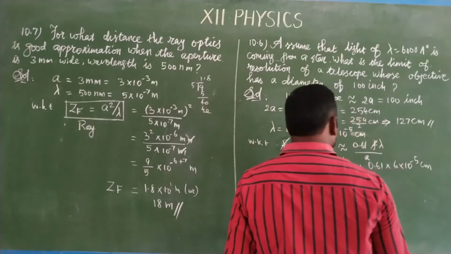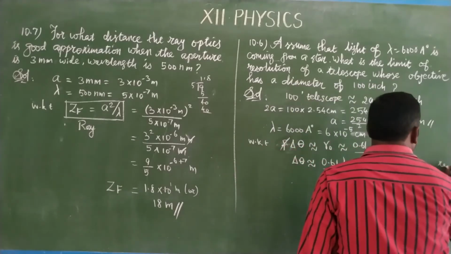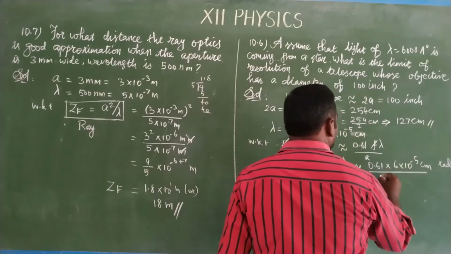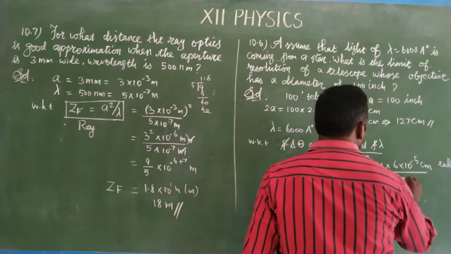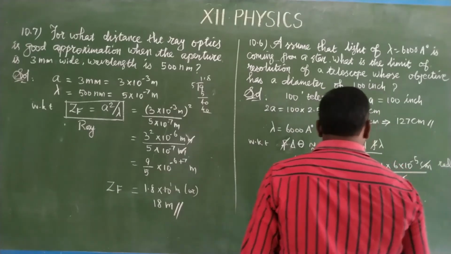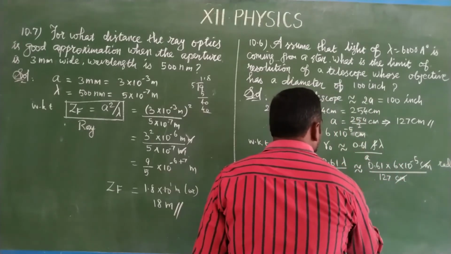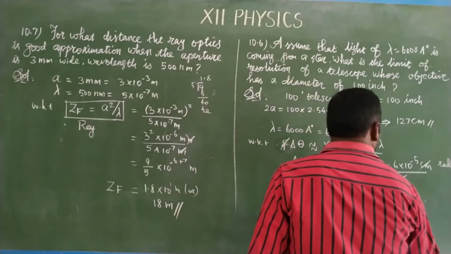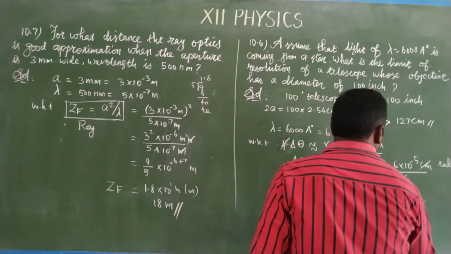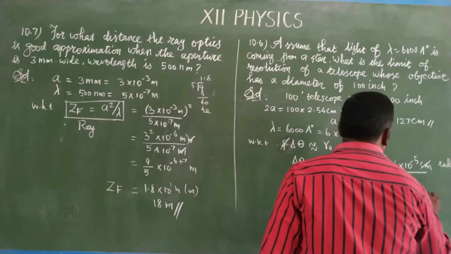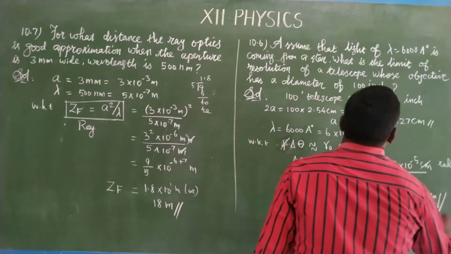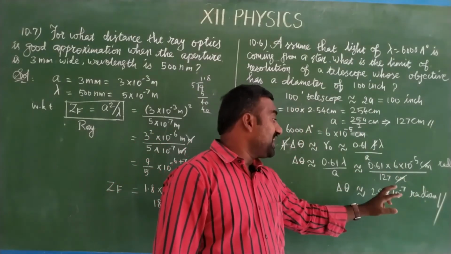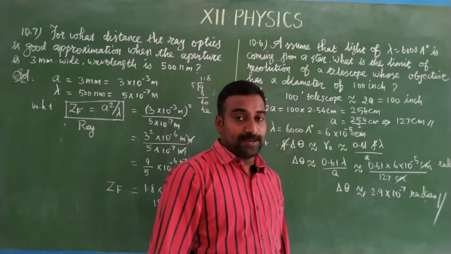Then the angle, it's a theta, that is in radian. So radian is the unit for angle, divided by, what is the a? It is 127 centimeter. So centimeter cancels. Then finally, after the simplifications, delta theta is approximately equal to 2.9 into 10 to the power minus 7 radian. So we found the value. So the resolution limit of this telescope is 2.9 into 10 to the power minus 7 radian.